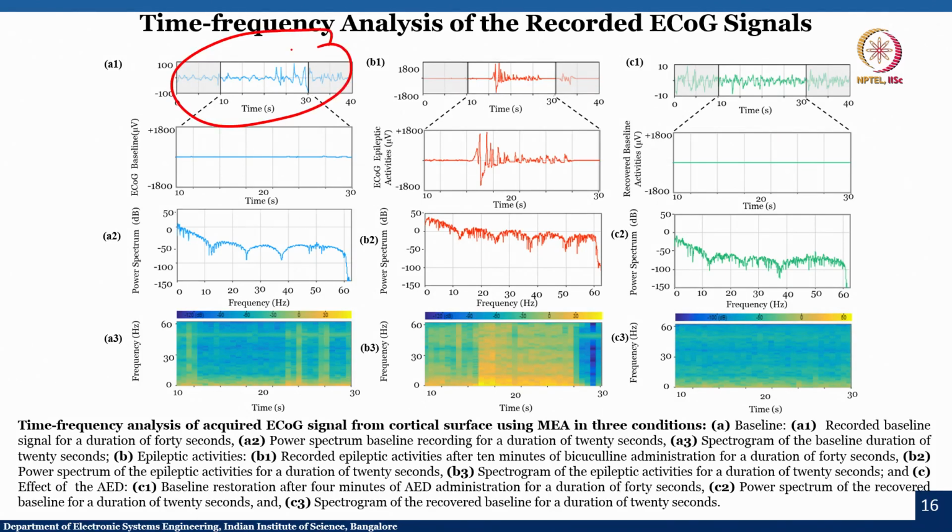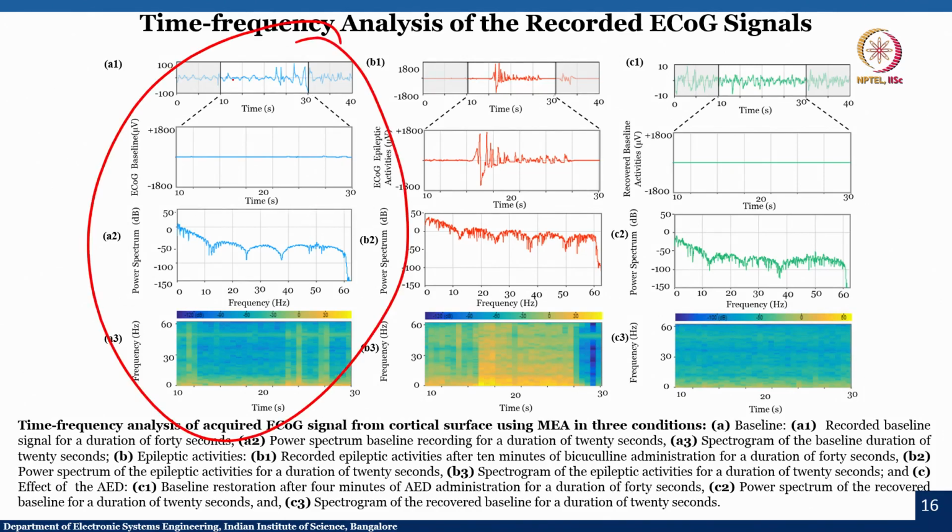B1 is the recorded epileptic activities after 10 minutes of baclofen drug administration, which is here, and A3 is the spectrogram of the baseline duration of the power spectrum. You can see that only in certain regions it looks more effective. So from this we cannot really conclude that it is present in the potential. What we can conclude is that the epileptic episodes are not there in these particular signals. What we can see is only the EEG signals.